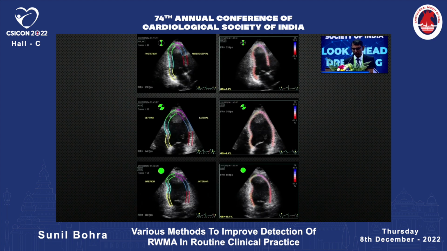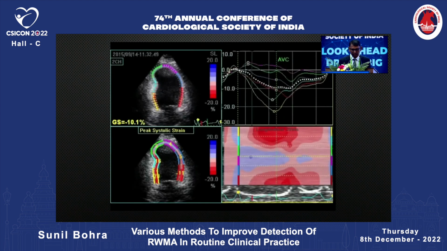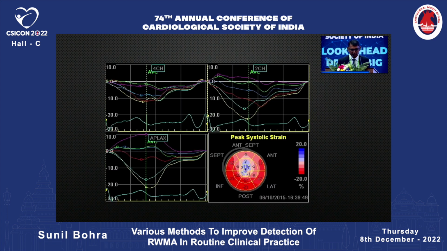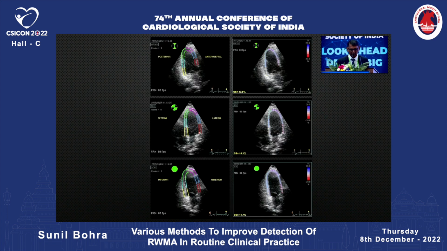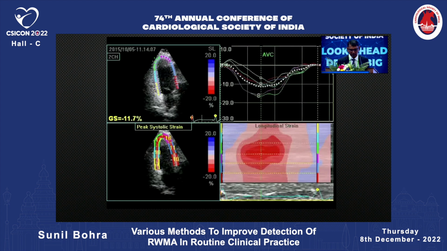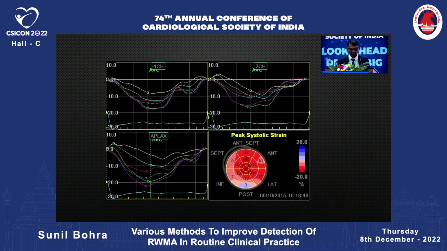So these are a few of the abnormal examples wherein you can see strain imaging. It will give specific characteristics, specific numbers which we can follow up the patients with and see how we can improve our diagnosis. This is another example wherein you can see the inferior wall is hypokinetic.